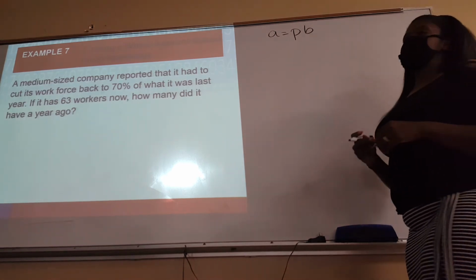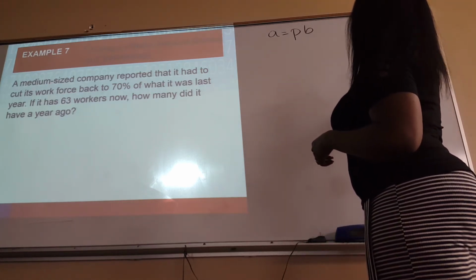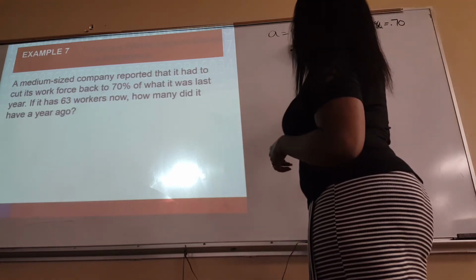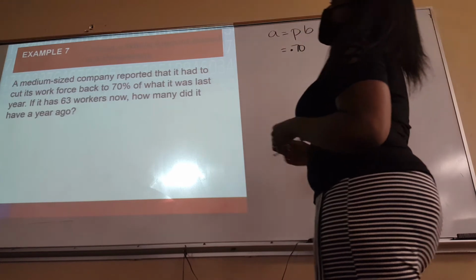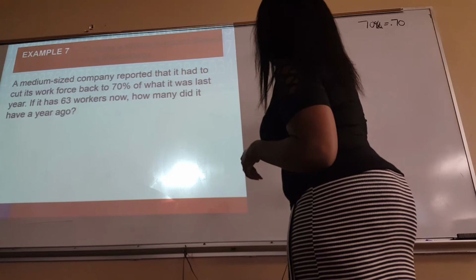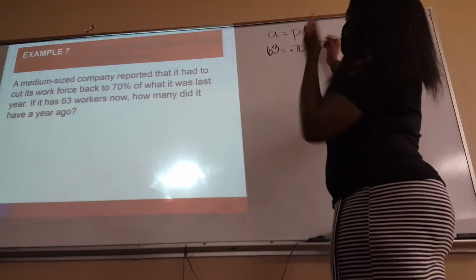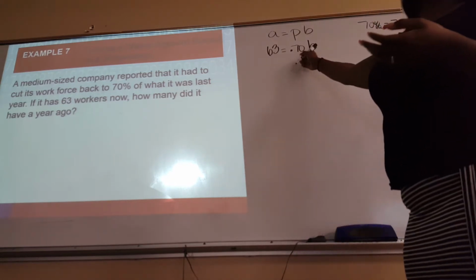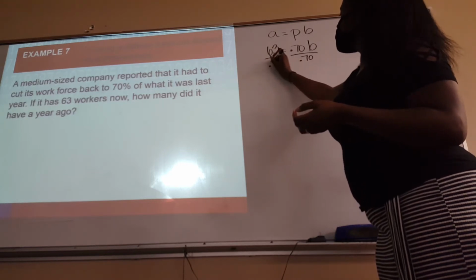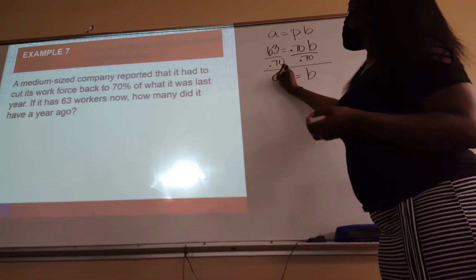All right, the simplest thing for us to find first for this problem is 70% is converted to 0.70. And because they said it has 63 workers now, and we're looking for what they had last year, we're looking for the base. In order to get this B by itself, we divide both sides by 0.70. And our B should be 90.